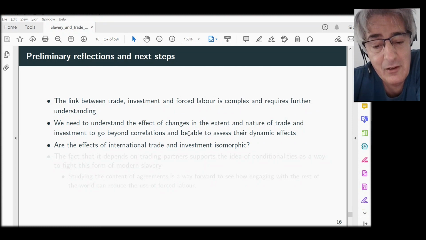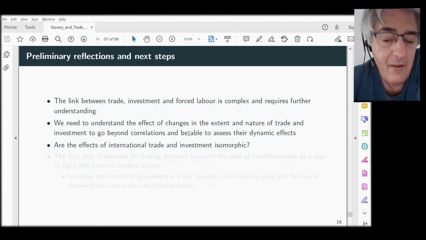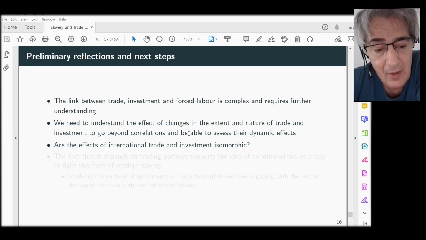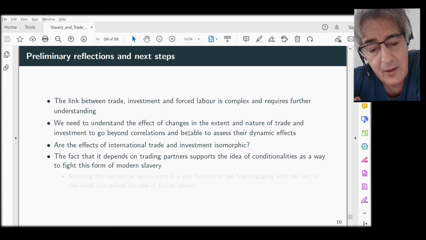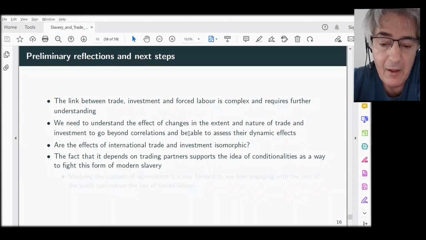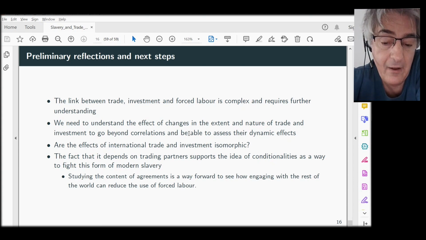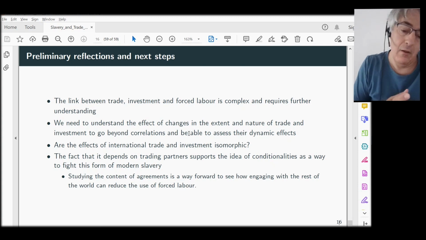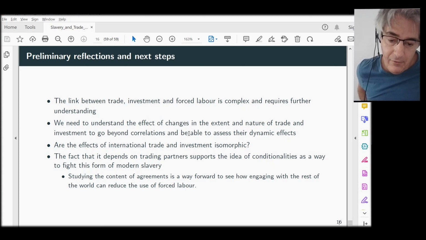Is it true that international trade and investment have similar effects? In theory, I think it is true, but we need to dig in to understand this better. And the fact that the results depend on the nature and the level of labor rights in trading partners supports the idea that conditionalities in different agreements might work. And this is why we are doing this project. So studying the content of agreements is a way forward to see how engaging with the rest of the world, either through trade or through receiving investment, can reduce the use of forced labor.